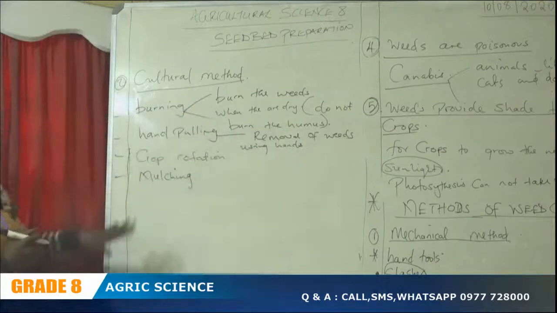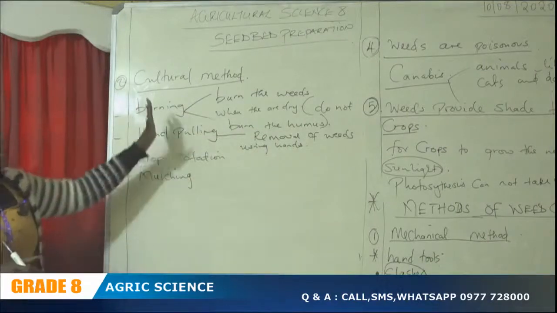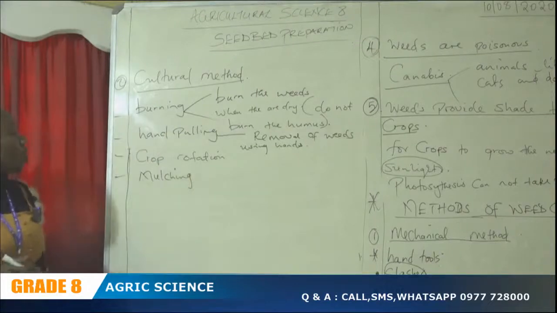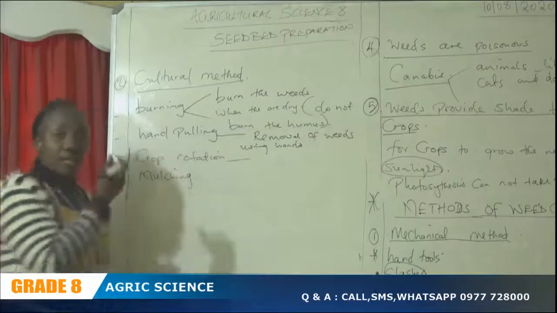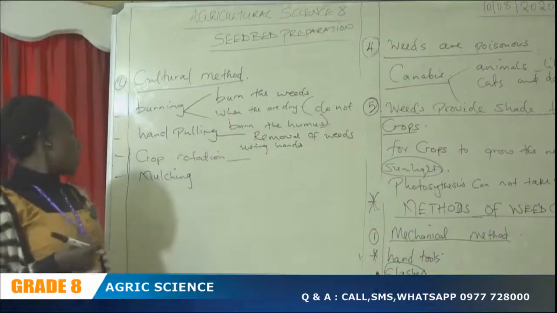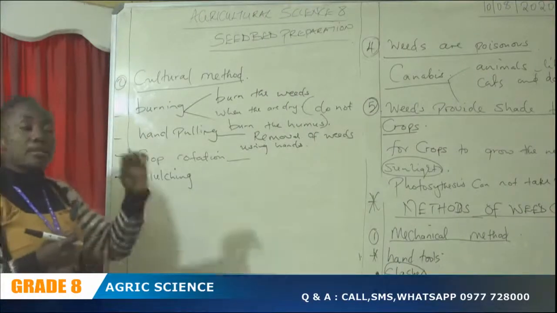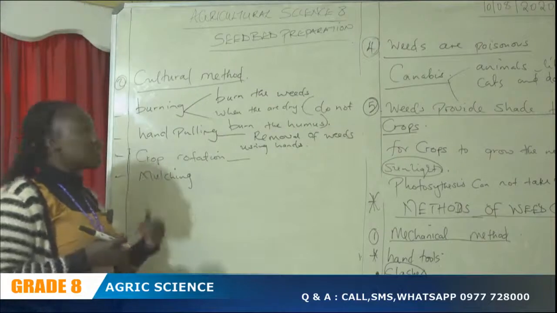Okay? So that was the second point that falls under cultural method. Let's go to the third point. The third point says crop rotation. So what is this crop rotation?